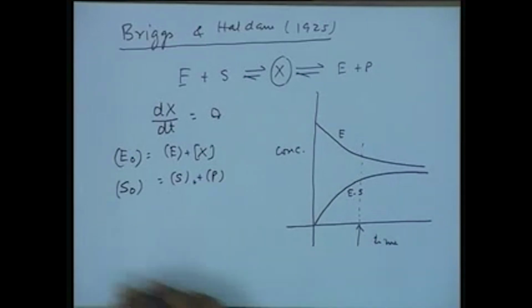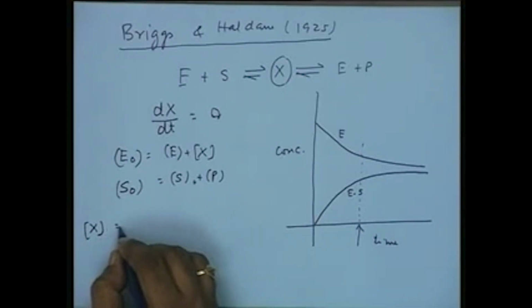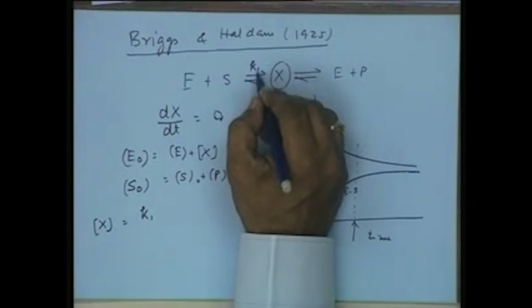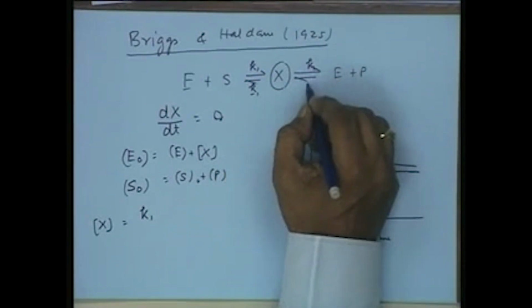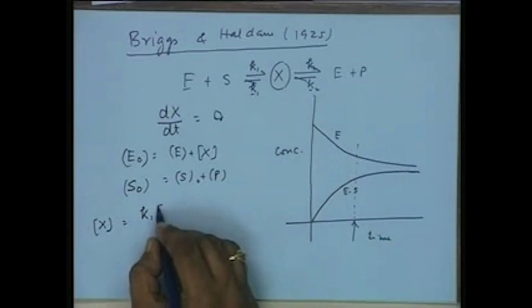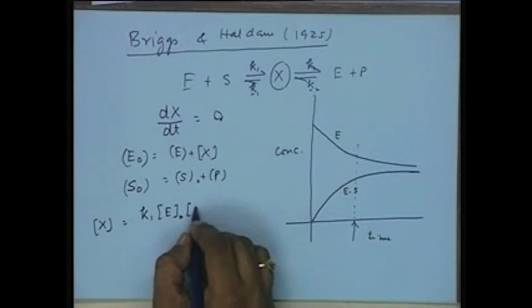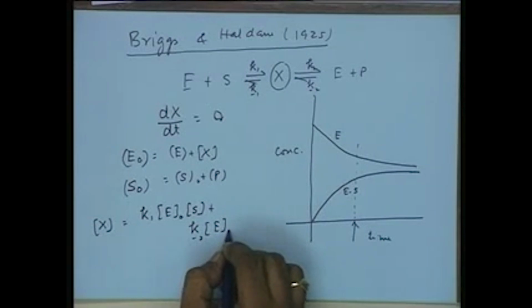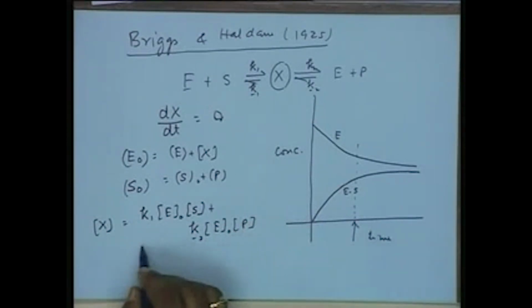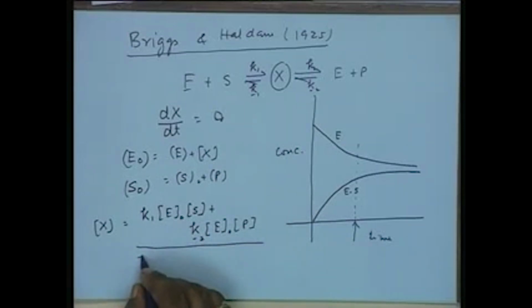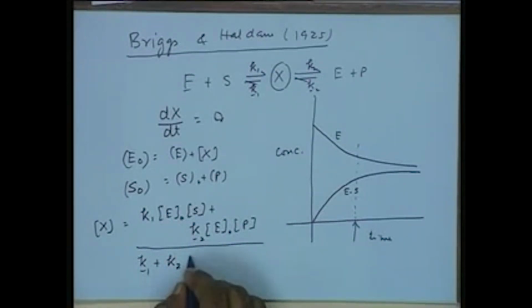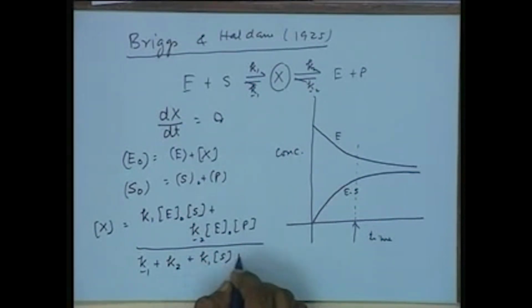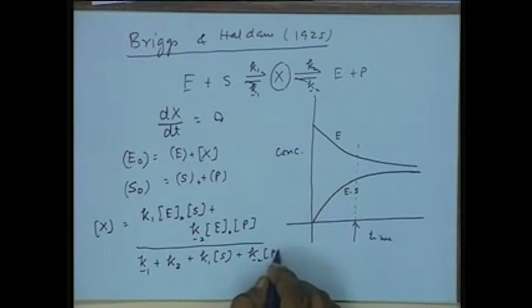And if you write all the expressions in the rate terms, you will find the concentration of X will be equal to (K1 E naught S plus K minus 2 E naught P) upon (K minus 1 plus K2 plus K1 S plus K minus 2 P), where the rate constants are K1, K minus 1, K2, K minus 2. So, S naught should be S plus P plus X.